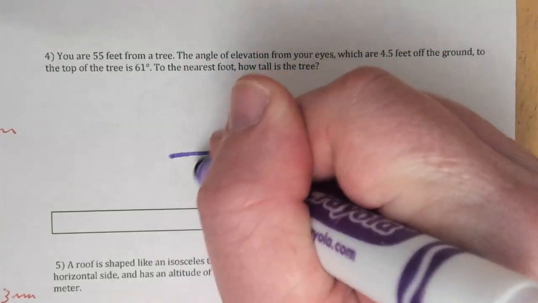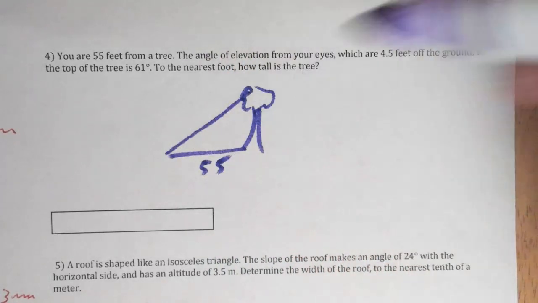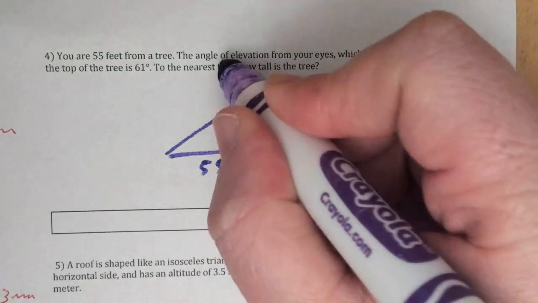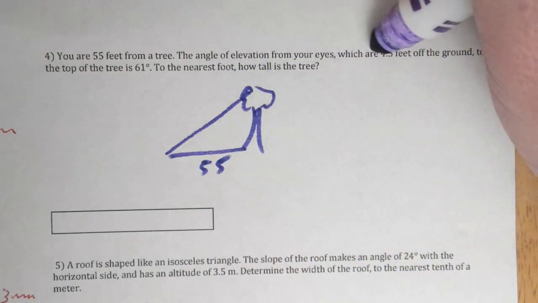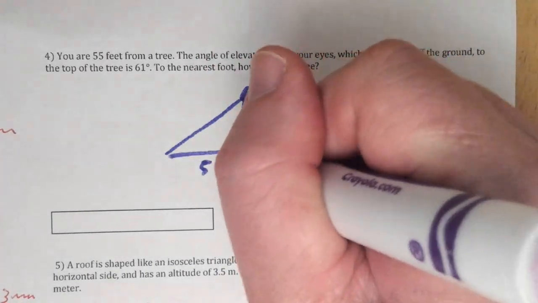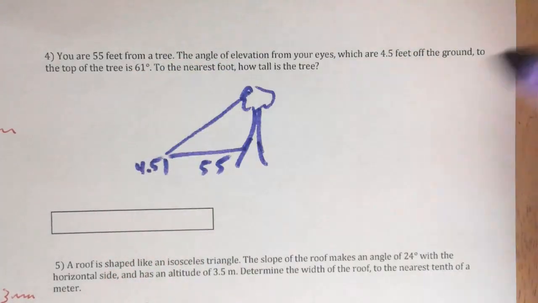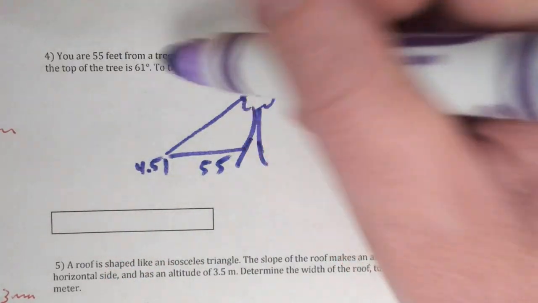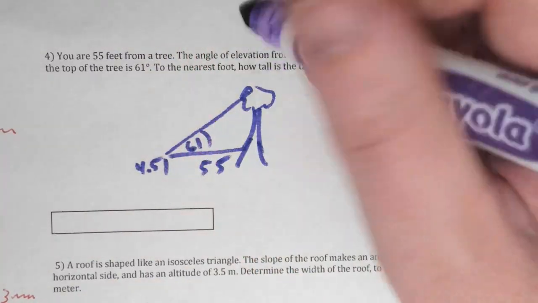You are 55 feet away from a tree. Awesome. The angle of elevation is always going to be in that bottom corner. You are 4.5 feet off the ground, so the tree is a little taller, and the angle to the top of the tree is 61 degrees. All right, awesome. How tall is the tree?